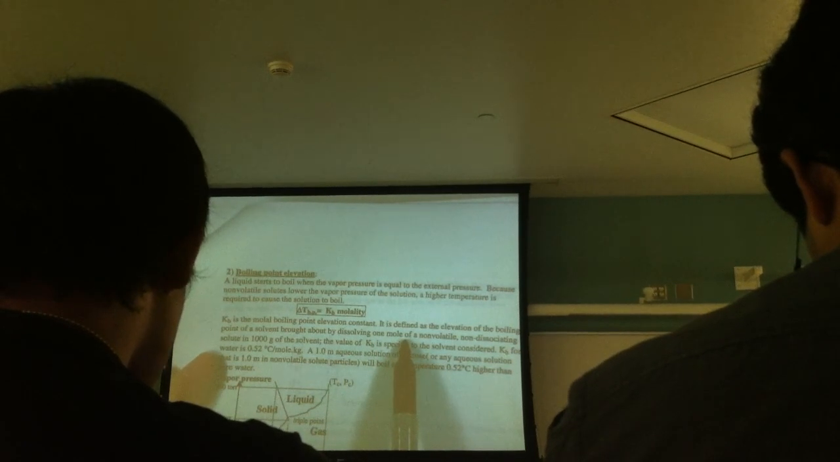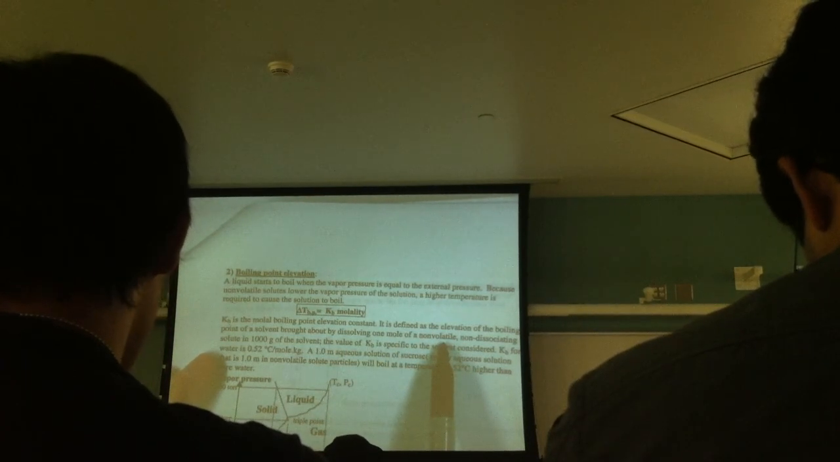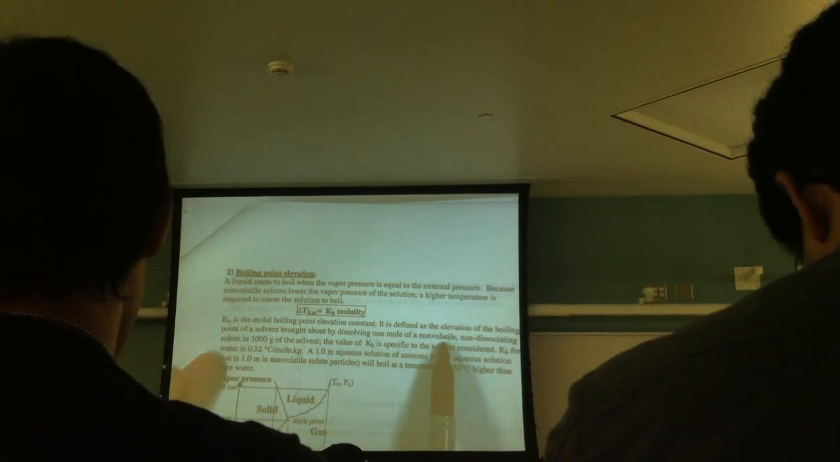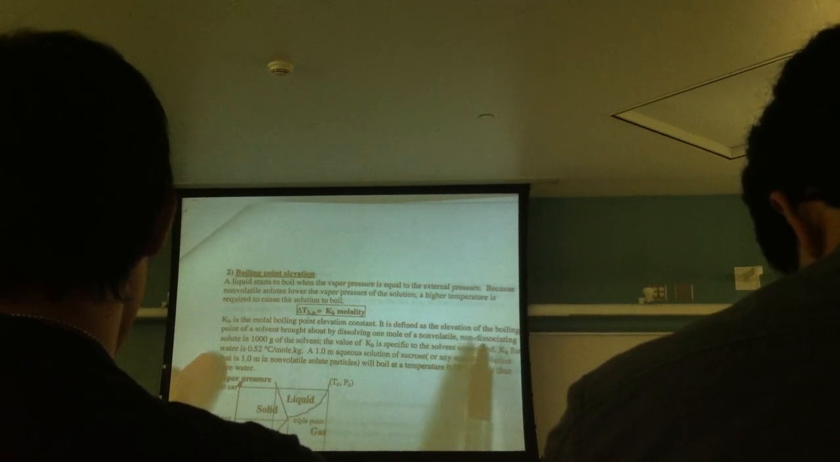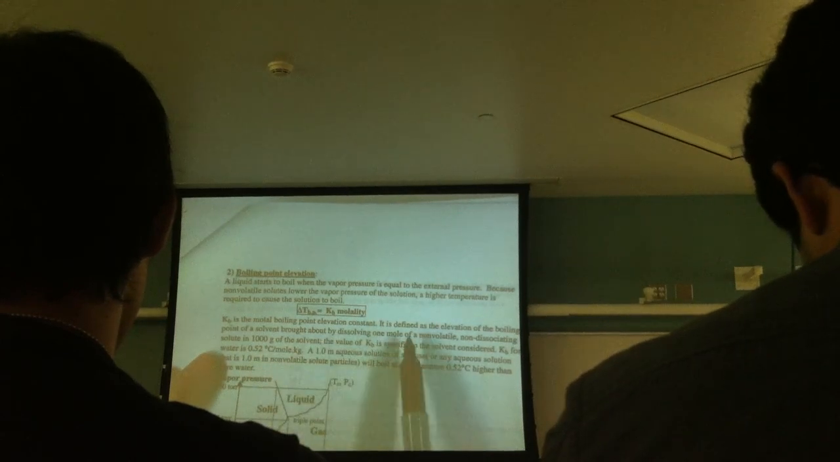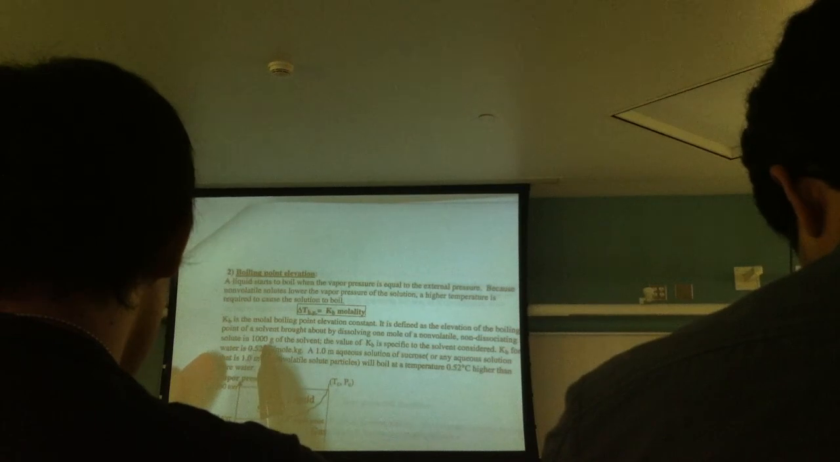What kind of solute? Volatile or non-volatile? Non-volatile. Make sure the solute does not break further. If the solute, like sodium chloride, breaks further into ions, what will happen? The more particles, the higher the boiling point. So non-volatile, non-dissociating solute in 1,000 grams. Moles in 1,000 grams. What do you call that? Molality.